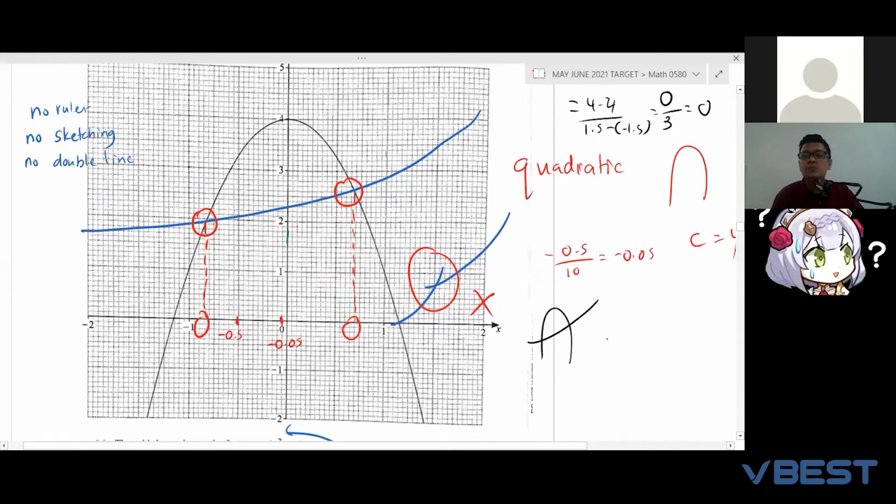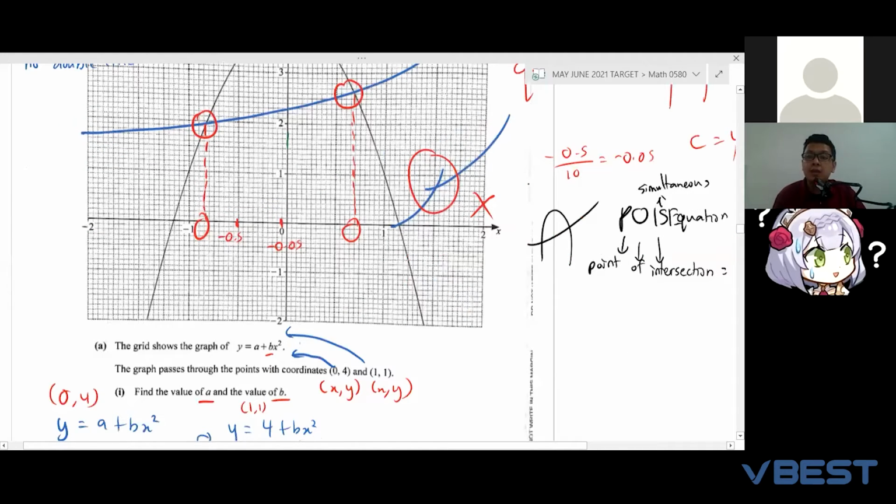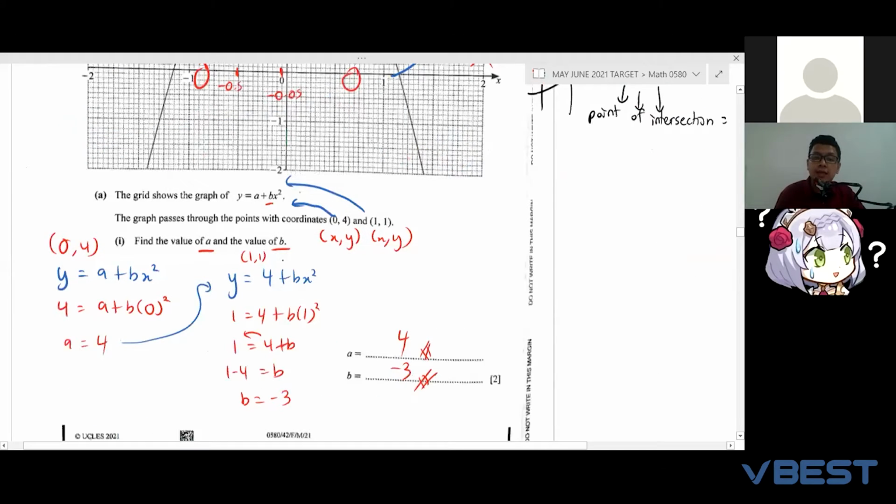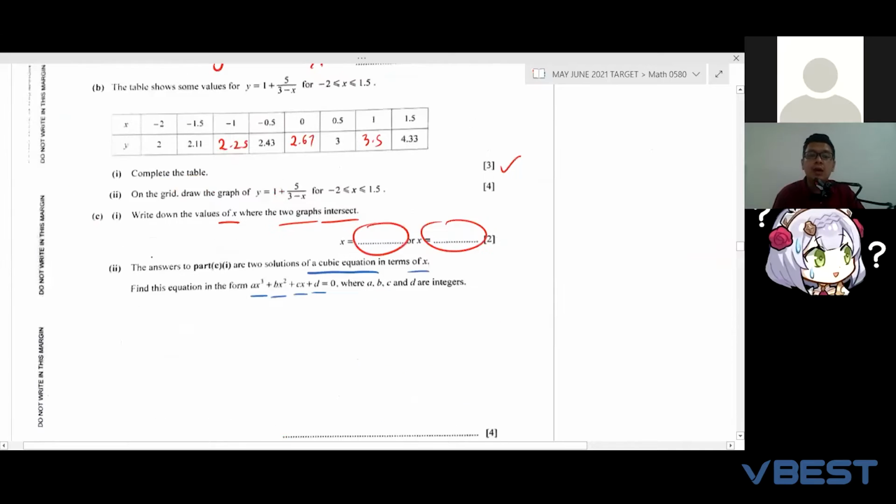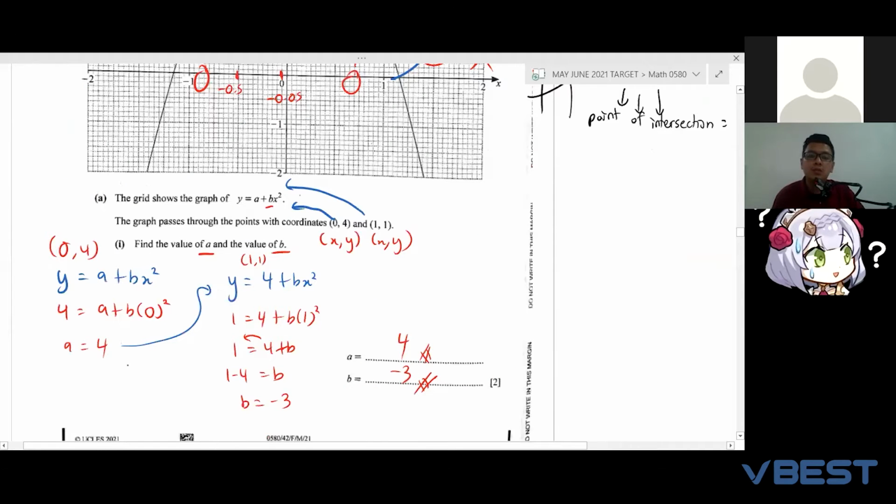So you want to find this one. I think I told my students to use POI, which means point of intersection must be equal to SE, simultaneous equations. So you're going to use simultaneous equations. So what are the equations? You must have a cubic and a quadratic equation. So what are the cubic equation and quadratic equation just now?